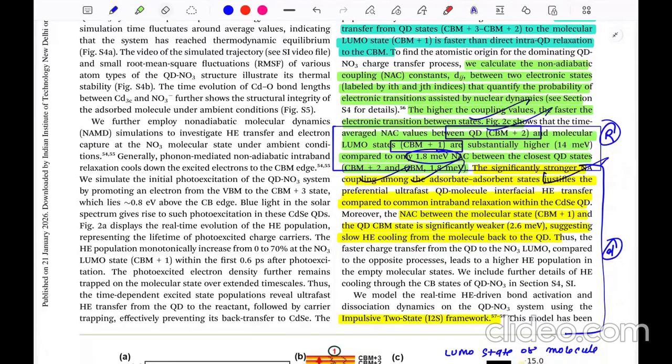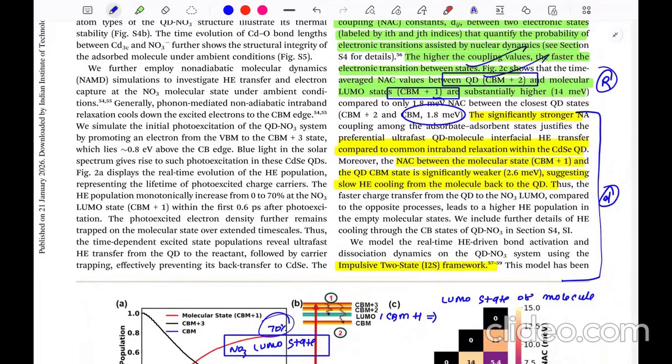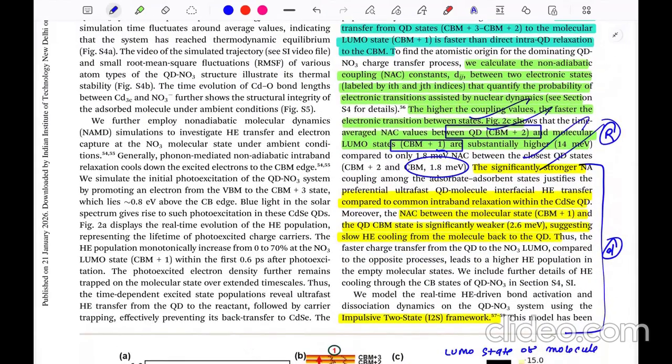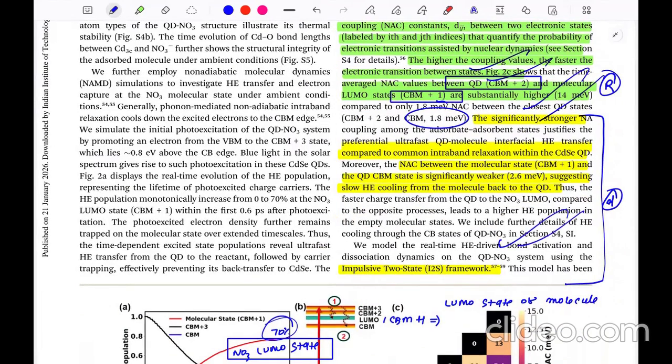the electronic transition between CBM plus 2 and CBM will be significantly lower because the NAC value, non-adiabatic coupling value, is 1.8 milli electron volt. So this part you can think of as a result part, and this part is a kind of discussion part that I have just discussed. NAC between CBM and the molecular state is significantly weaker, 2.6 milli electron volt, suggesting slow hot electron cooling from the molecule back to the quantum dot. So this is the discussion part.